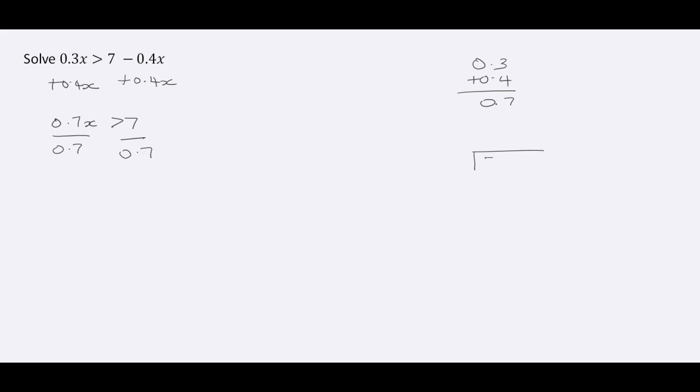So now we have 0.7. I'm going to move the decimal right here. So now that gives me a 70 on the right. So 7 divided by 7, you have 1. 1 times 7, we have 7. Subtract, bring down 0. So now we have x is greater than 10. If you want to draw this on the number line, you have 10 right here. It's going to be an open circle. x is greater than 10.